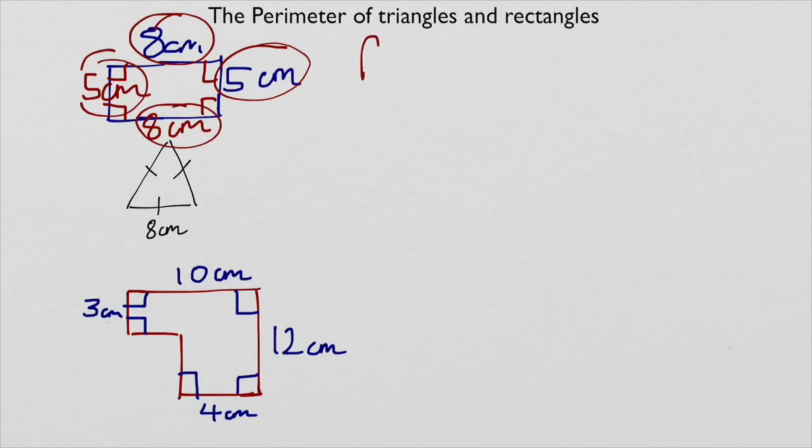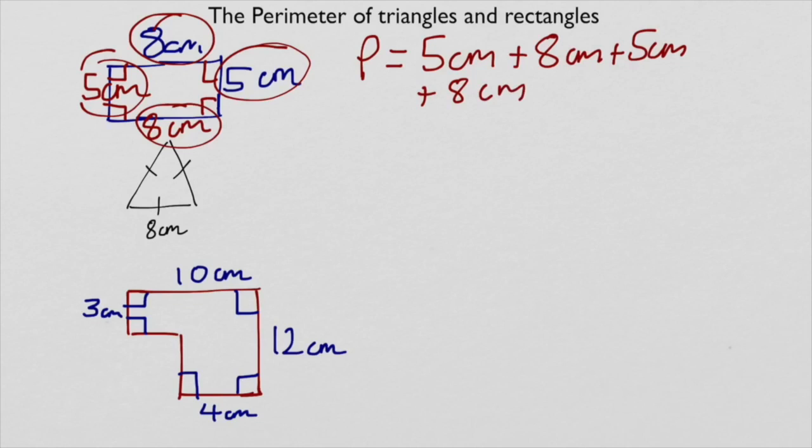So I'm going to do that by writing P for perimeter, make an equation out of it, and just go around the shape and add the sides together. 8 centimeters plus 5 centimeters plus 8 centimeters plus 5 centimeters, which equals 26 centimeters.